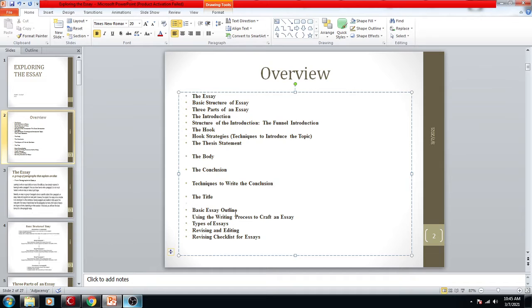Then we're going to look at some templates, basic essay outline templates, using the writing process to craft an essay, an assignment. We're going to see quickly types of essays, and then revising and editing checklists. Revising checklist for essays, and editing also checklist.